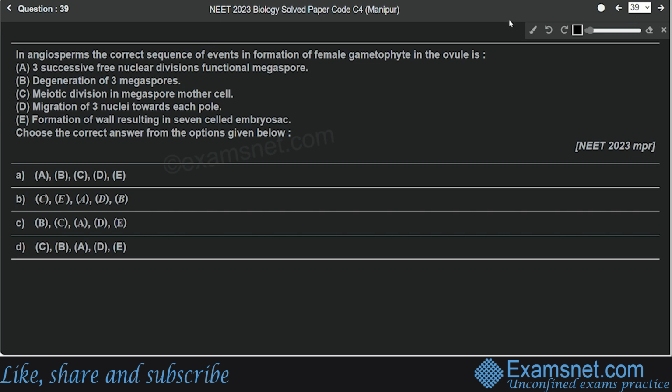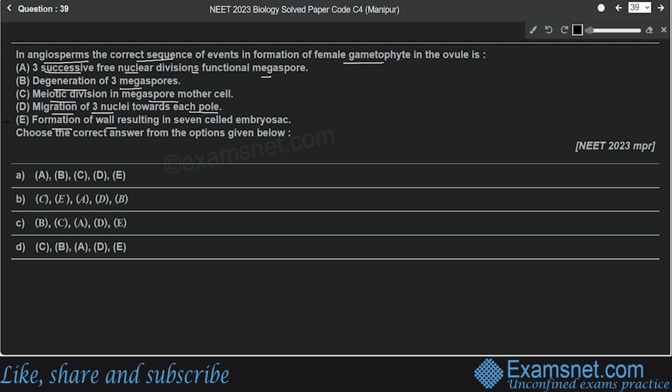Question number 39 is from the chapter Sexual Reproduction and Flowering Plants, and the question is, in angiosperms, the correct sequence of events in the formation of female gametophyte in the ovule is, okay, first one is 3 successive free nuclear divisions, functional megaspores. Then second one is degeneration of 3 megaspores. Then meiotic division in the megaspore mother cell. Then migration of 3 nuclei towards each pole, and the last one that is mentioned here is formation of wall resulting in 7-celled embryo sac.